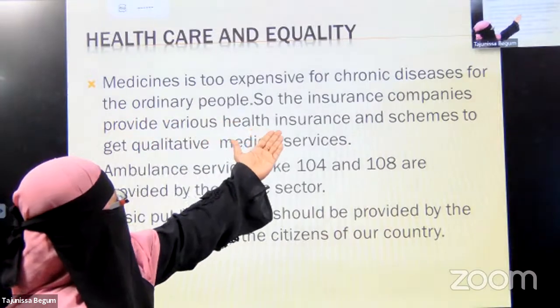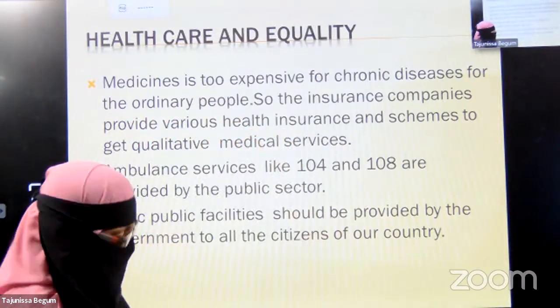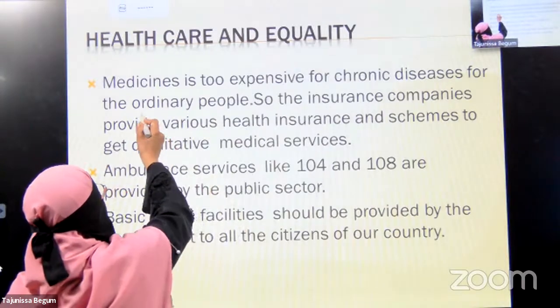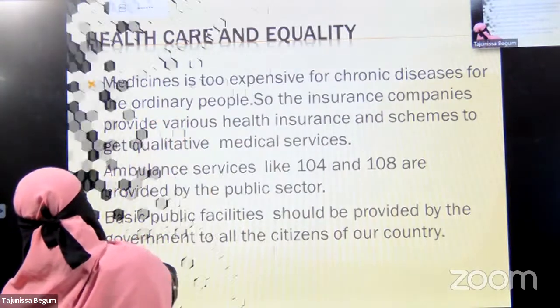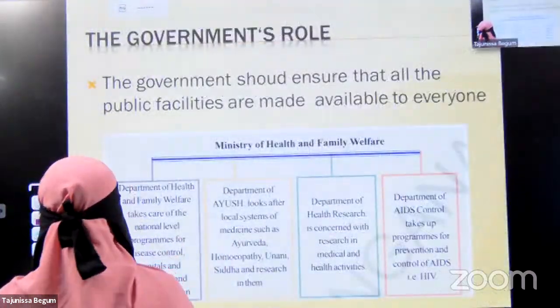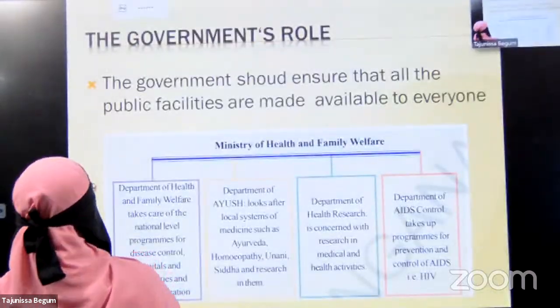Medicines are too expensive for chronic diseases for ordinary people. For ordinary people, the medicines are very expensive. So costly they are. Before the slide.